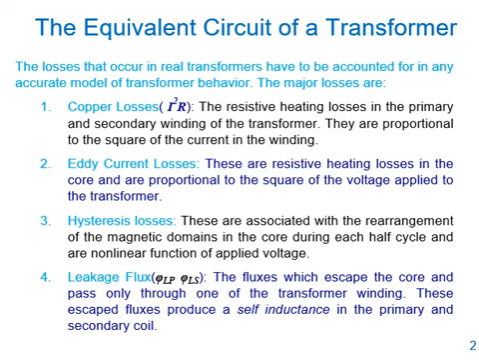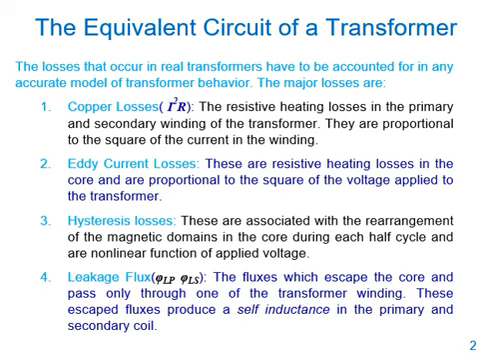Another loss is hysteresis losses. Hysteresis losses are associated with the rearrangement of the magnetic domains in the core, which changes during each half cycle of the applied voltage, since we are using the AC voltage.